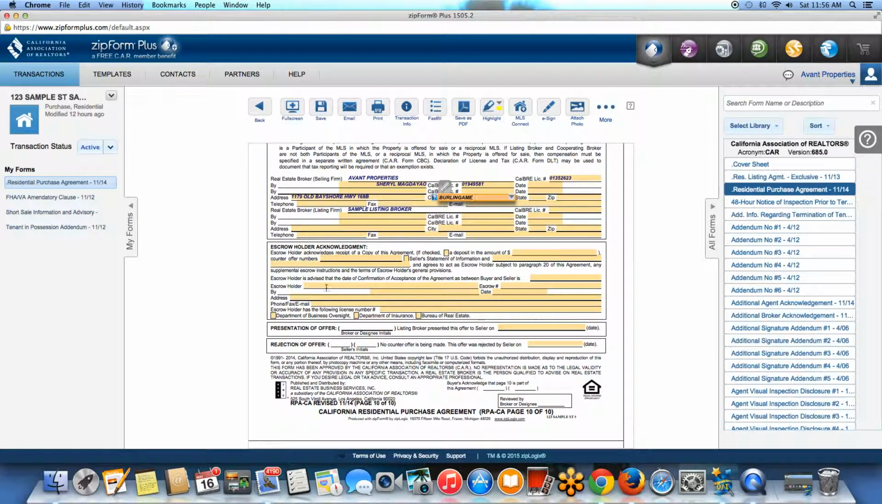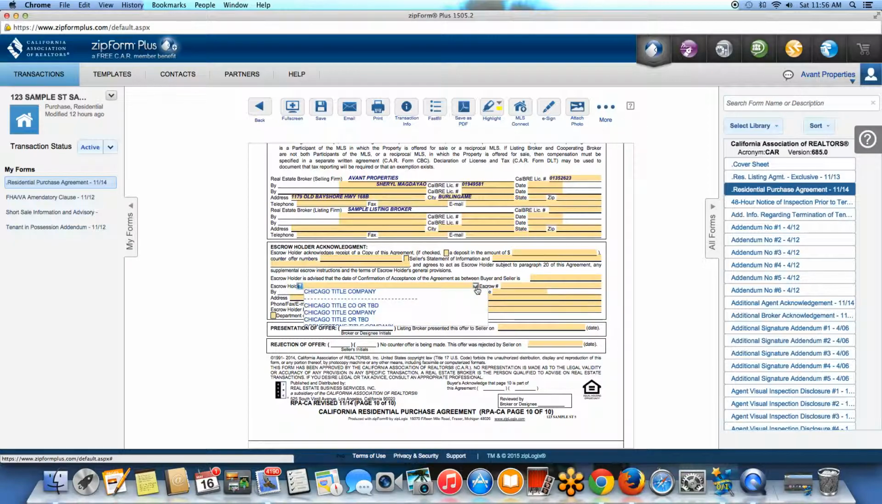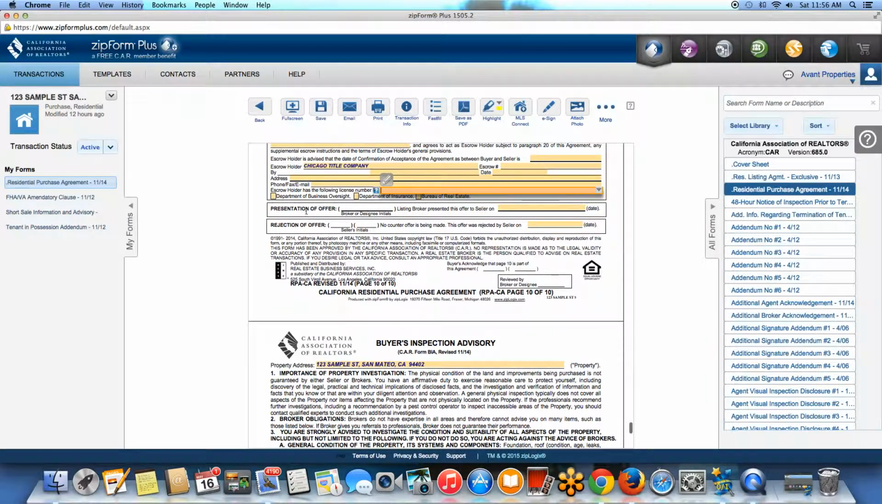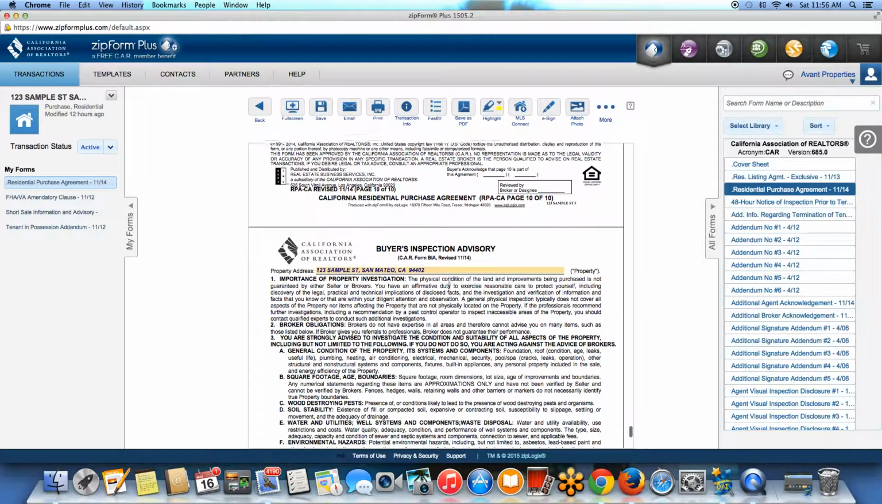Now here is the escrow holder acknowledgement. This is the portion where, upon ratification of this contract, the escrow would acknowledge receipt of the contract. And of course, this is for the listing broker, whether it's presented and rejected. This is filled out by the listing broker.